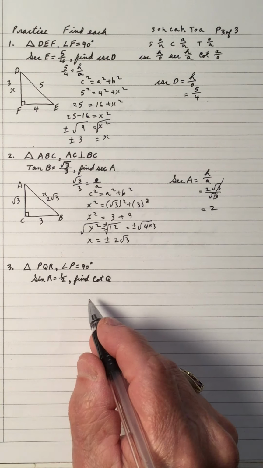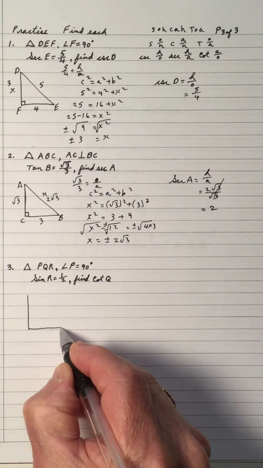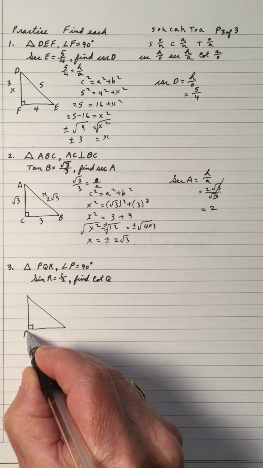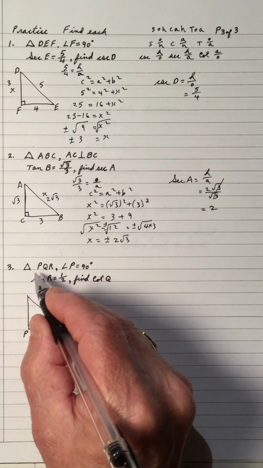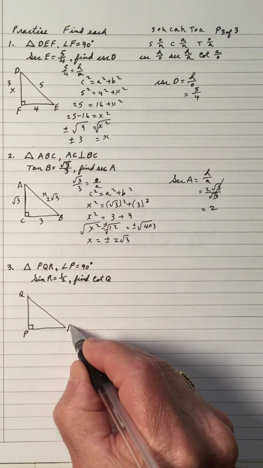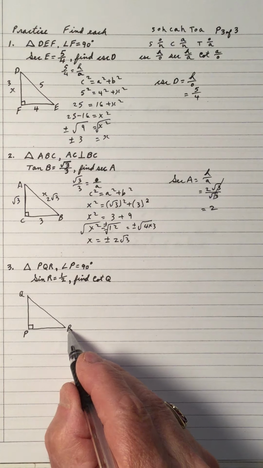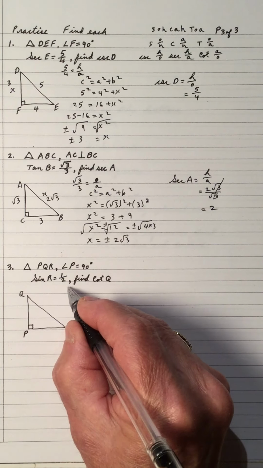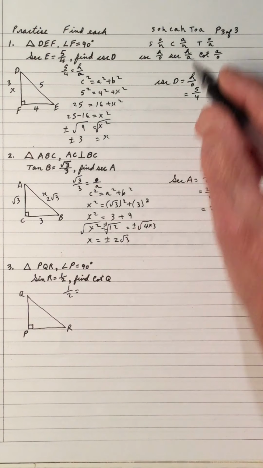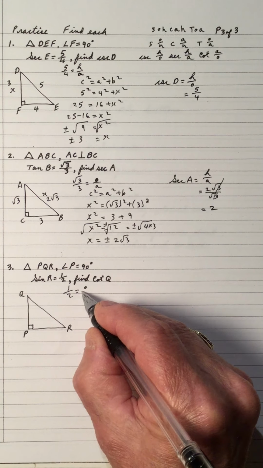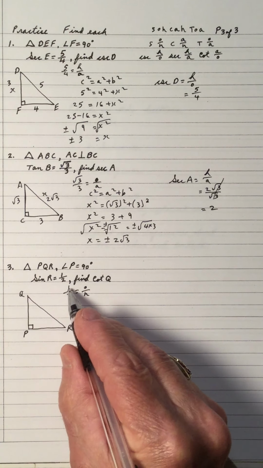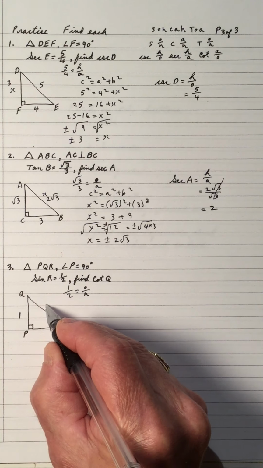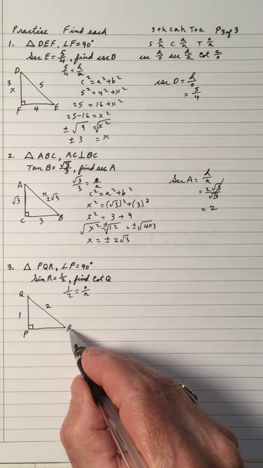Okay, let's do the last one. Again, I always draw my right triangle, and it says the angle P is 90. So I got Q and I got an R. Your choice, you can put Q here, R here, or Q here and R there. And we have a half. A half is in terms of sine. Sine is opposite over hypotenuse. So opposite over hypotenuse in terms of R. Opposite is 1, hypotenuse is 2 in terms of angle R.